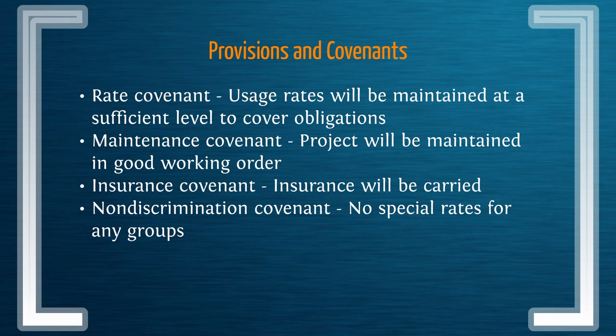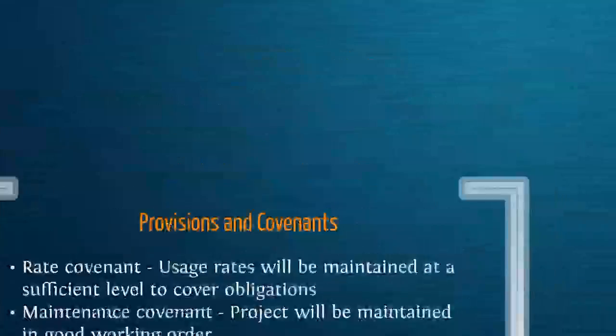There's certain provisions and covenants that are key to the legal structure of a municipal bond. There's rate covenants, which for a revenue bond assures that the price, the tolls, or whatever the fees that are backing a revenue bond will be maintained at a high enough level to cover obligations. There's a maintenance covenant saying that the project will be properly maintained, insurance, non-discrimination.